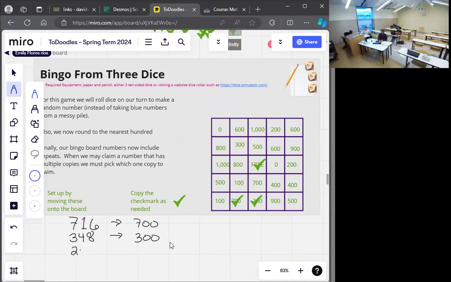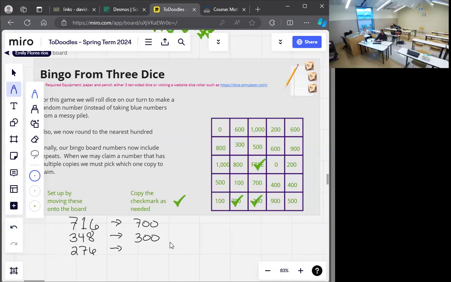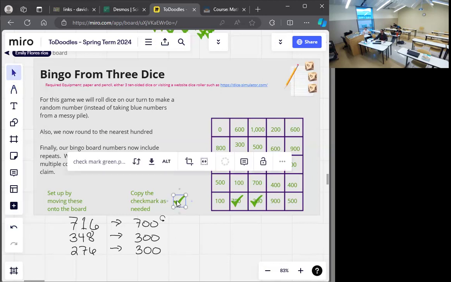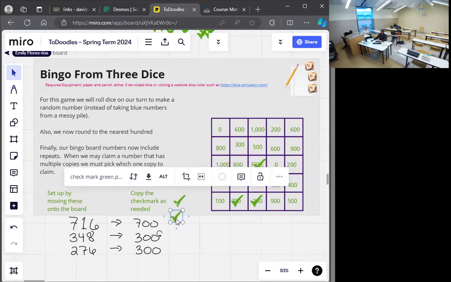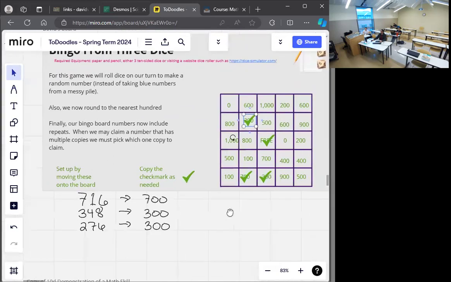276. Is the 7 big enough to make the 2 go up to 3? Yes, 276 is closer to 300 than 200. If you had $2.76, you're most of the way to $3. Lots of different ways to think about it. Okay, 300, there we go.